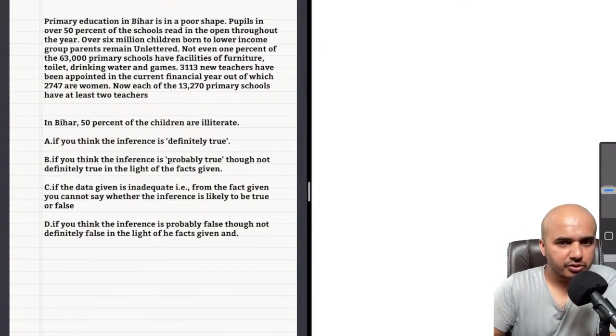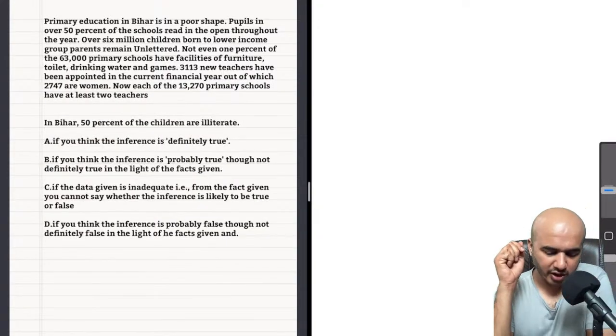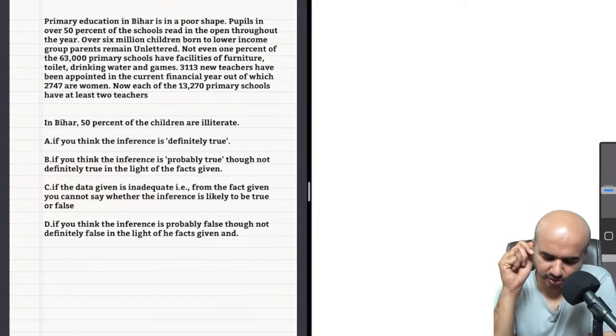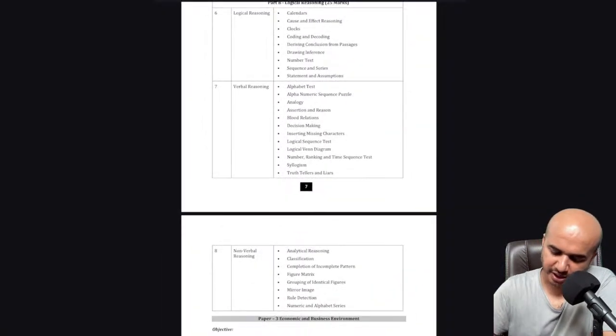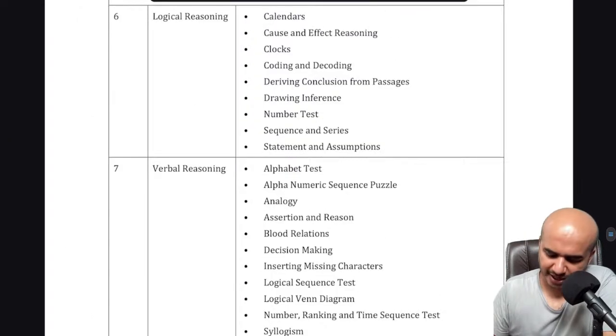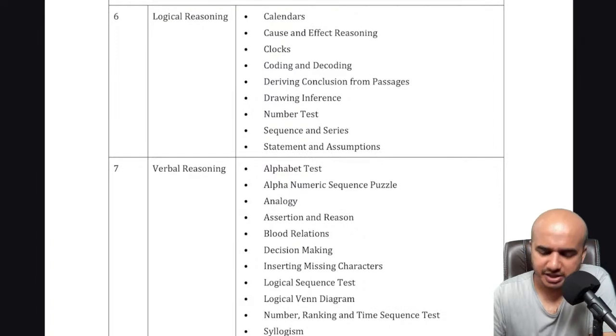Welcome back. Let's move to the next topic, which is drawing inference. I will combine this with the other topic, which is also there right below this, that is deriving conclusions from passages and drawing inferences. Very similar topics, so both the topics would be covered in succession. That is part of logical reasoning anyway.